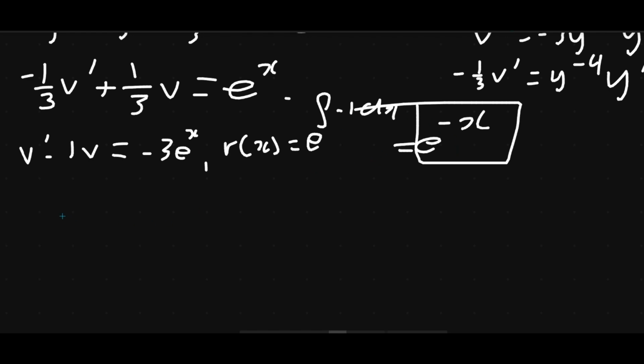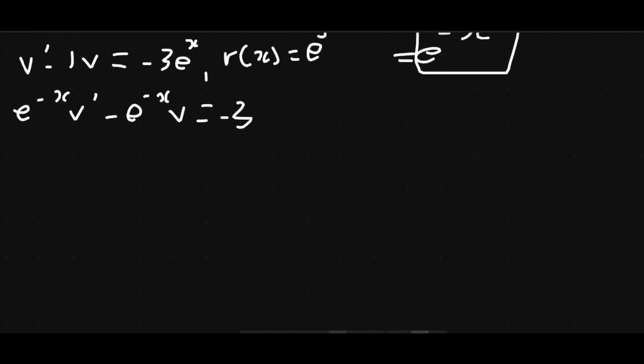Now, of course, we're going to multiply out by e to the minus x. So we get e to the minus x v prime, then minus e to the minus x v equals negative 3. And now e to the x and e to the minus x, well, we'll add the powers, so it's x minus x, which is 0, anything to the 0 is 1, so we just get minus 3. Very nice. Now notice that this is none other than the derivative of the product v and e to the minus x. We can verify this.